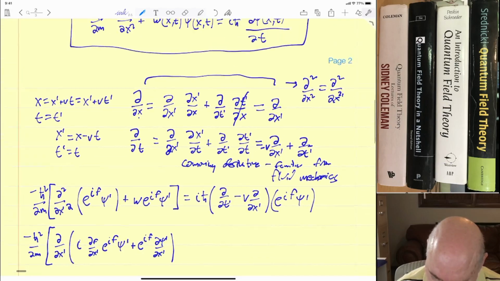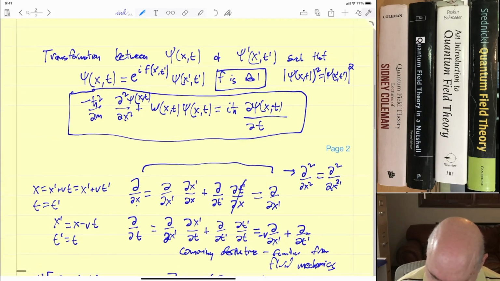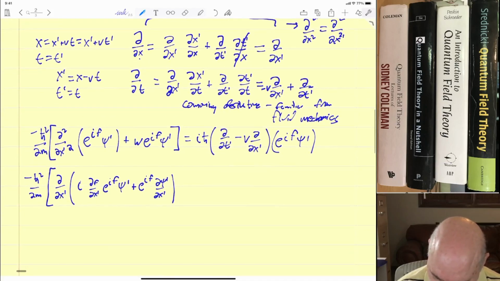So I'm rewriting my Schrodinger equation. Well, it's written correctly here. Over here, okay. So now I have plus, and now I have to discuss something which I left out.